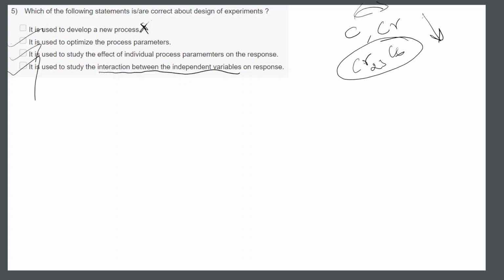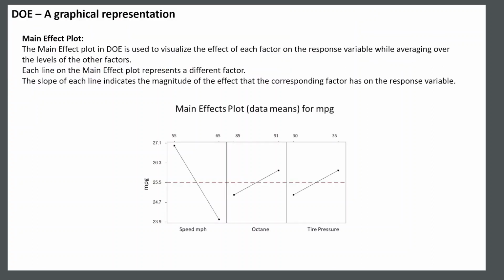So these are the three answers, B, C, and D. Before moving on to the next question, we have to understand one more thing. So far we have discussed DOE in terms of mathematics, but graphically DOE also means a lot. One such tool is the main effect plot. The main effect plot in DOE is used to visualize the effect of each factor on the response variable while averaging over the other factors.